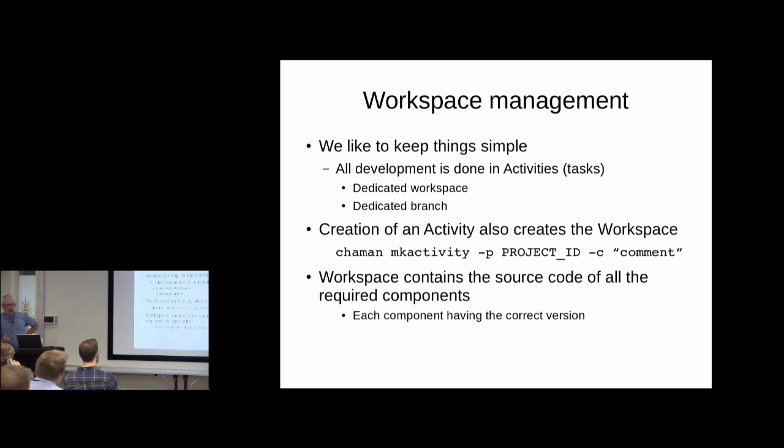When we are starting a new activity, we create it together with its workspace by means of a tool which we call Shaman, change management tool. It's kind of as simple as this. You just do Shaman make activity -p, the ID, and some suitable comment, and then you have your workspace. And that one has all the components, and all the components are of the correct version. So Shaman has a lot of metadata telling what versions are supposed to be in this.